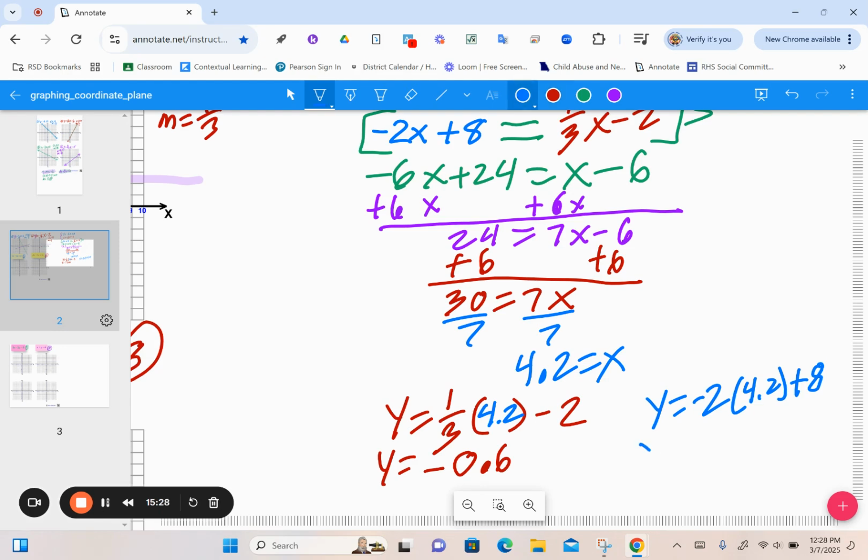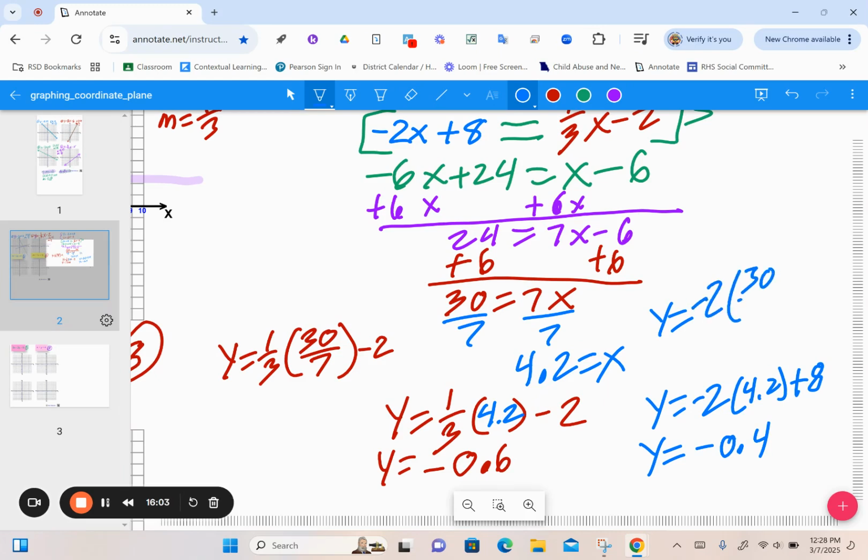This tells me y equals negative 0.4. They should have come out to be the same thing. So now I'm wondering if using 1/3 is messing it up. So I'm going to go back and try this red one again. Y equals 1/3 times 30 over 7 minus 2. And I'm going to do the same thing in blue. Y equals negative 2 times 30 over 7 plus 8.